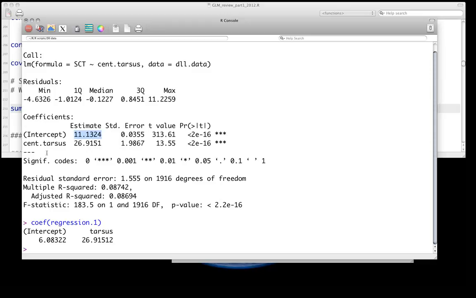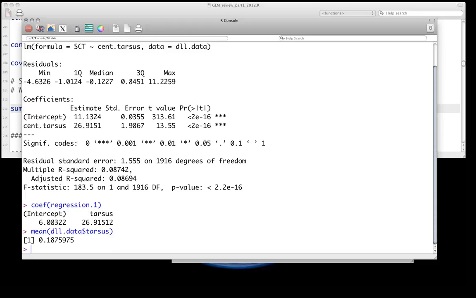Unlike before, where our estimate for the intercept was 6, for when tarsus was a true 0, here it's when tarsus is whatever the mean is. We can calculate the mean of the data tarsus. So when tarsus takes the value of about 0.187, we expect the number of sex comb teeth to be about 11.13. And that makes much more sense.